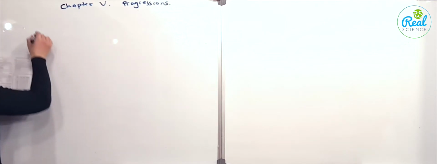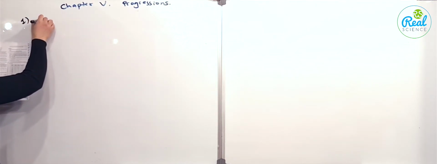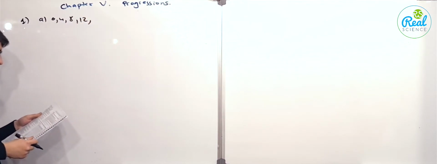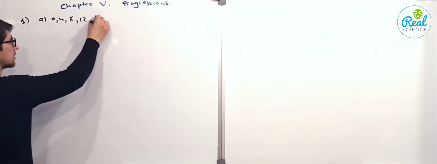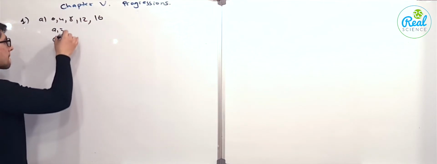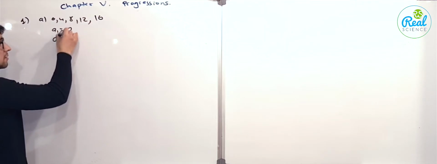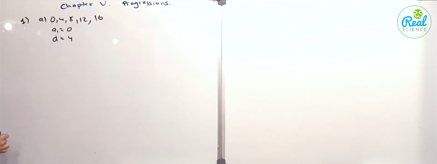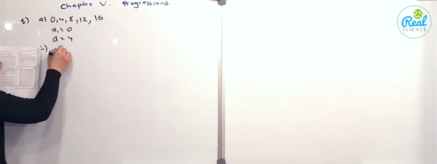Let's start from simple ones. First one, A part: 0, 4, 8, 12. Can you guess the next number? 16. So what is the first term, and what is your difference? The difference is 4, and your first term is 0. Let's do C part.